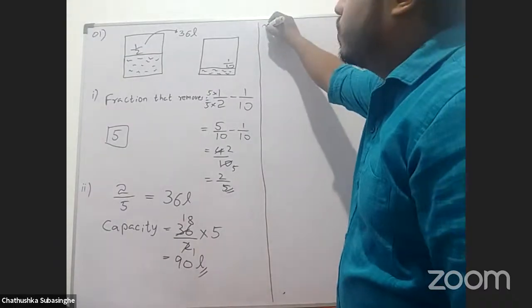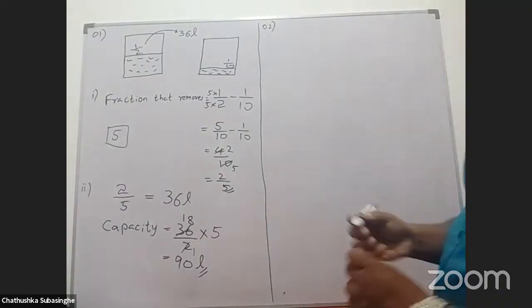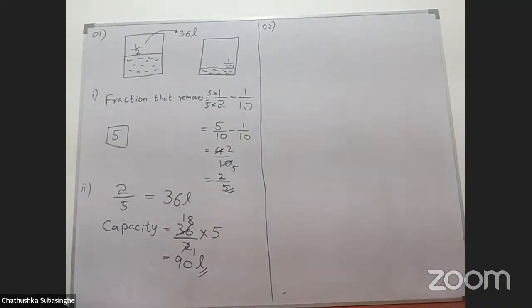Then question number 2. That is also a volume related question. So in question number 2, it says 25 liters of gingelly oil has been filled into bottles of 750 milliliters each.